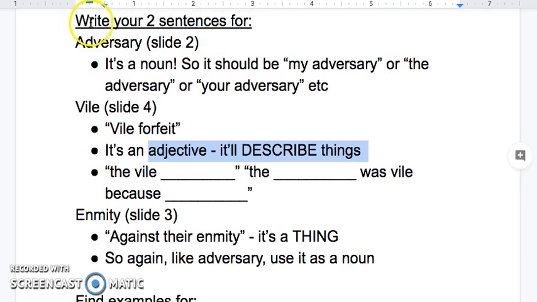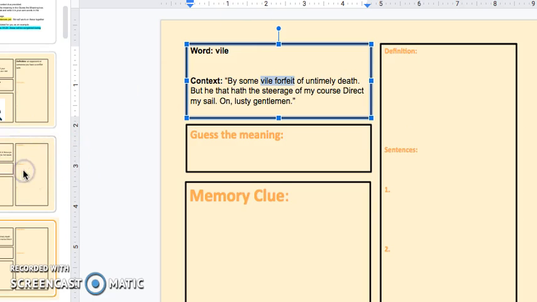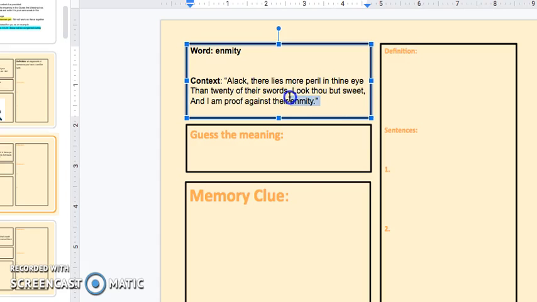Then the last word to write your 2 sentences for so far is enmity. That was just in yesterday's balcony scene. It's on slide 3. Juliet was talking about how her relatives will murder Romeo if they see him in the garden. And Romeo says, alack, there lies more peril, more danger, in thine eye than 20 of their swords. Right? Juliet could wound him more than her family can. Look thou but sweet, and I am proof against their enmity. So he can escape their enmity if she's kind to him, or if she loves him.